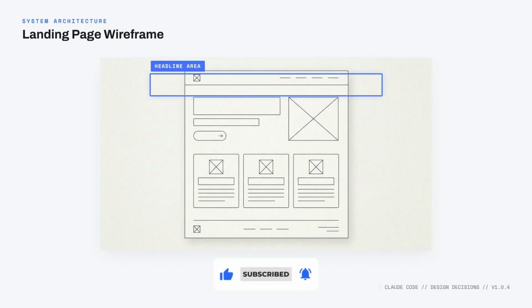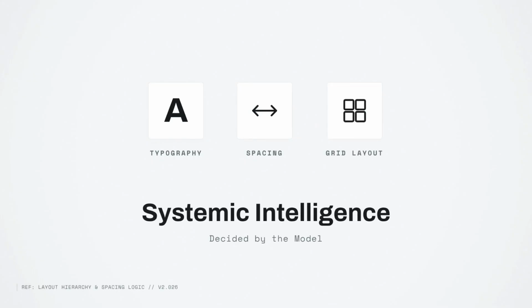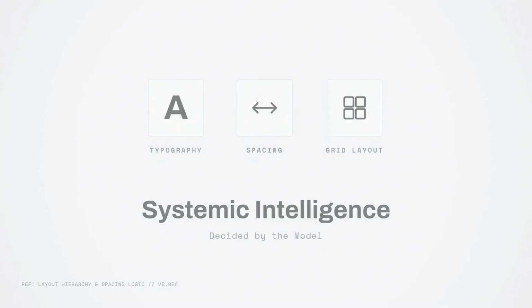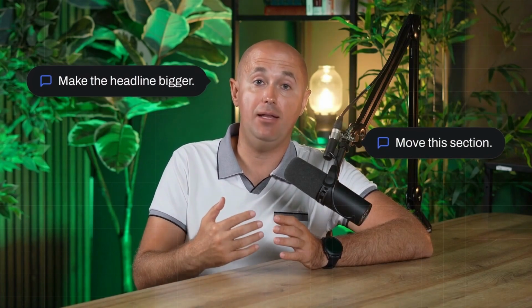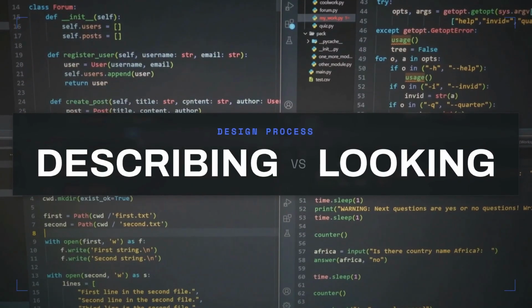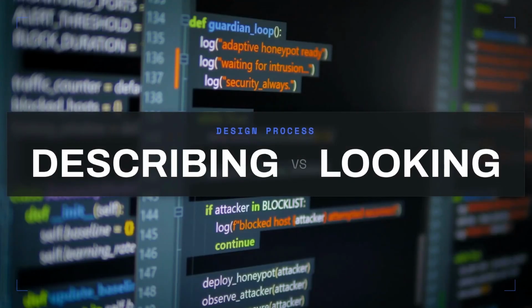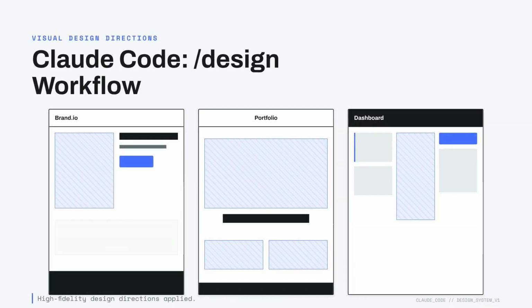Normally, when you ask Claude Code to build a landing page, it makes the design decisions for you. The layout, typography, spacing, hierarchy, all of it is decided by the model. And if you don't like the result, you start sending more prompts: make the headline bigger, move this section, change the spacing, try another layout, and suddenly you're describing design instead of actually looking at it. That's the problem slash design is trying to solve. It changes how you communicate with the tool. Instead of building the page immediately, Claude gives you visual design directions first.